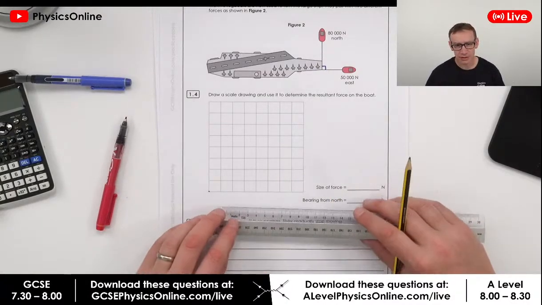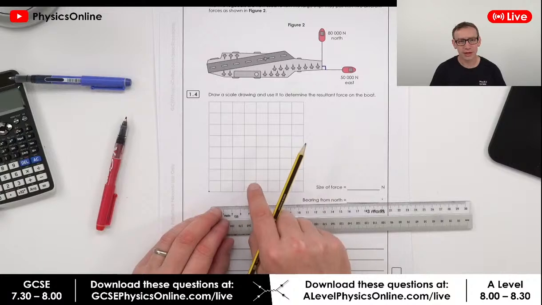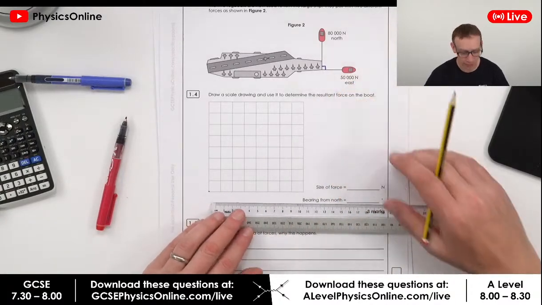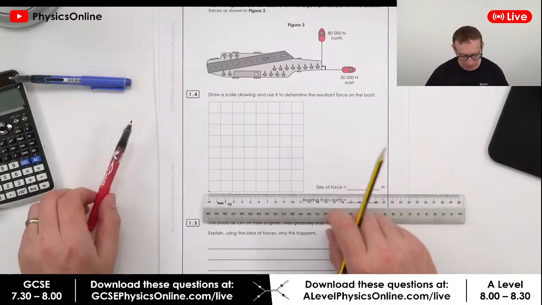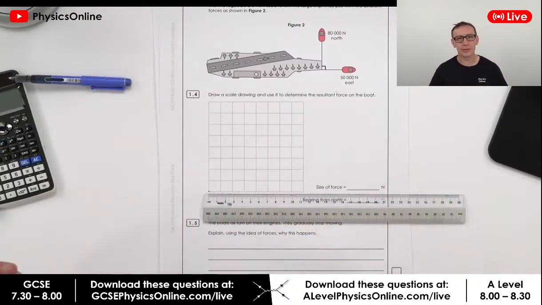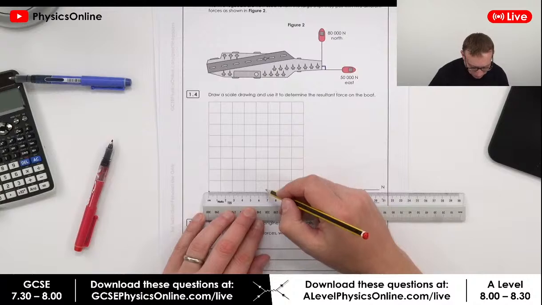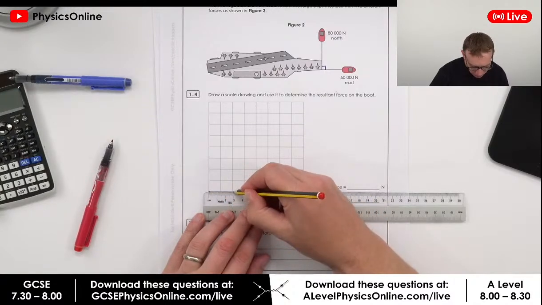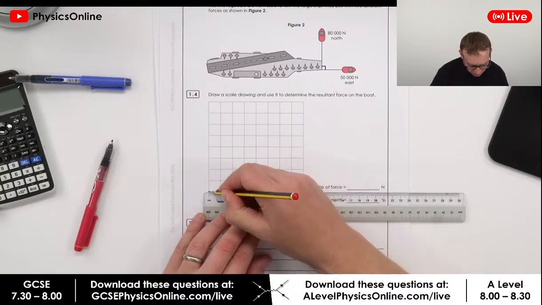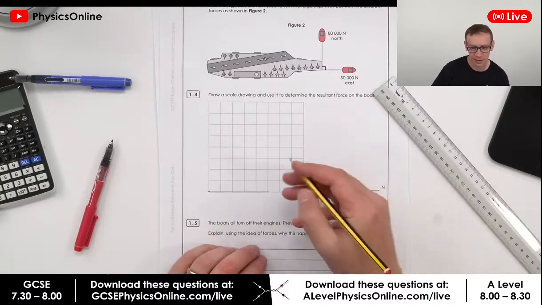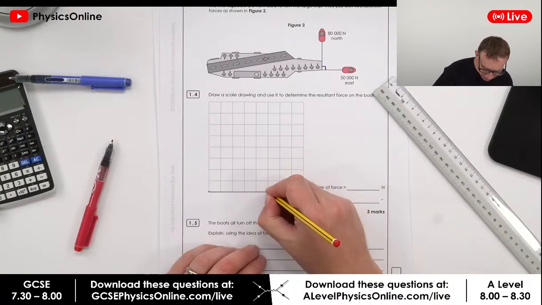And the first thing we're going to do is draw a force that represents this 50,000 Newton force. So I'm going to say that 1 square is equal to 10,000. Okay, and so I'm going to get my ruler and go along 1, 2, 3, 4, 5 squares. I'm going to go over that a few times to make it clear for the camera, so hopefully all of you can see that.